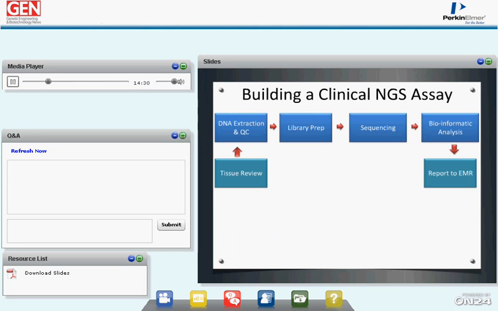If we take a look at a clinical next-gen assay, there are a couple components that I'm not going to chat about, the first being tissue review, which Mike has just described, and then on the back end is reporting these results into the electronic medical record. What I'm going to do over the next few minutes is talk to you about the steps in between as they relate to the molecular lab: essentially DNA extraction, the library preparation, the sequencing, and the bioinformatic analysis.